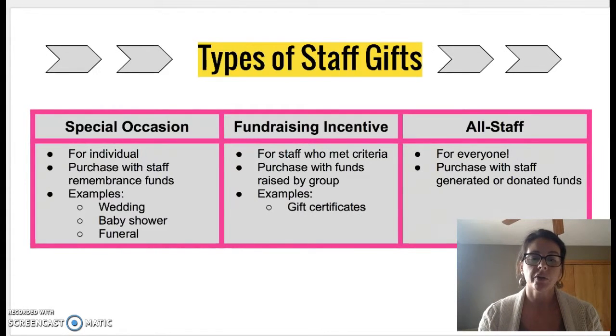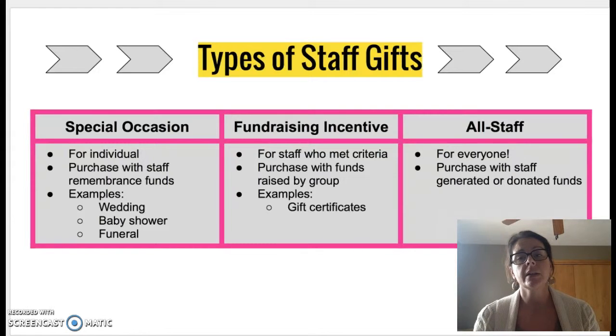Typically 5% is a good rule of thumb so that you're not detracting from the profits from your fundraiser. All staff gifts were the third type of gifts that were discussed in staff gifts, and this would be for anybody in your staff, a gift that you may be giving at the beginning of the year to all staff, during Teacher Appreciation Week, or maybe a special weekly activity that your building has. All staff types of gifts are purchased either with staff generated funds or donated funds, again from maybe a parent-teacher organization or a community donation.